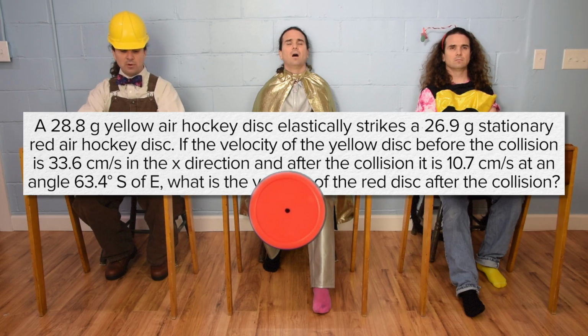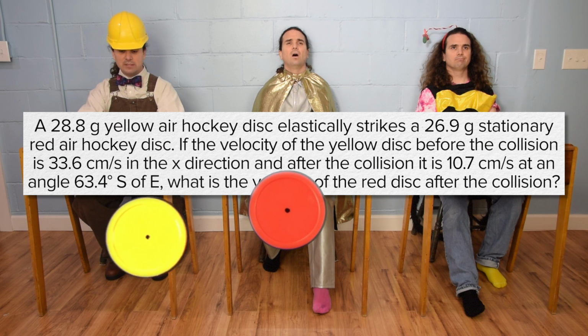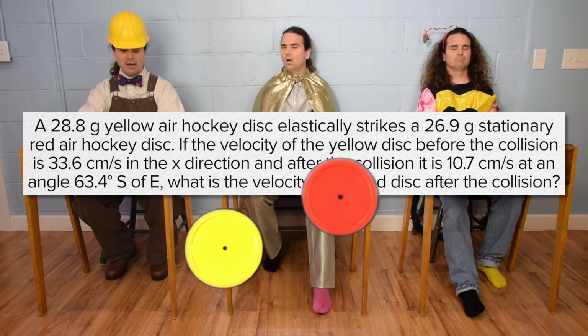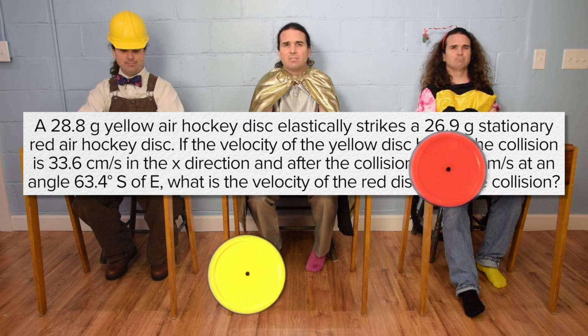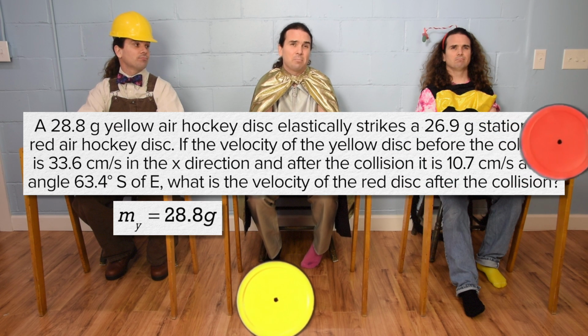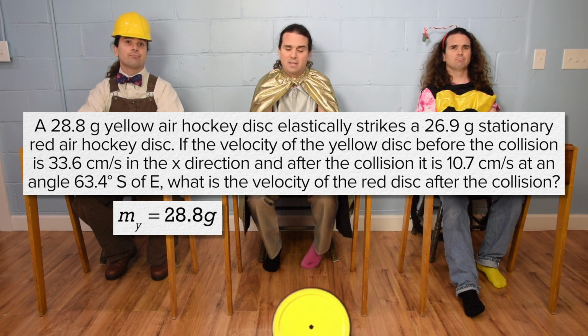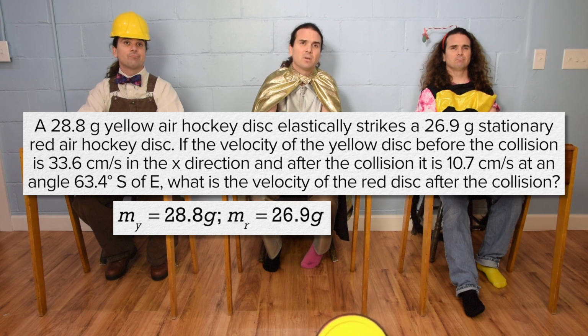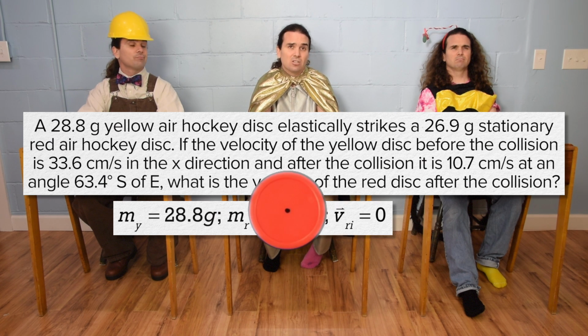A 28.8 gram yellow air hockey disc elastically strikes a 26.9 gram stationary red air hockey disc. The mass of the yellow disc is 28.8 grams. The mass of the red disc is 26.9 grams. And the initial velocity of the red disc is 0.